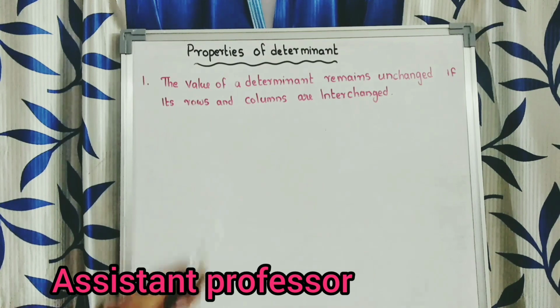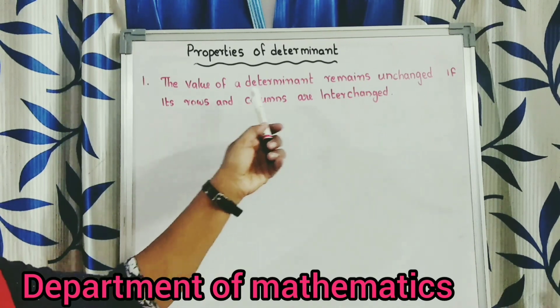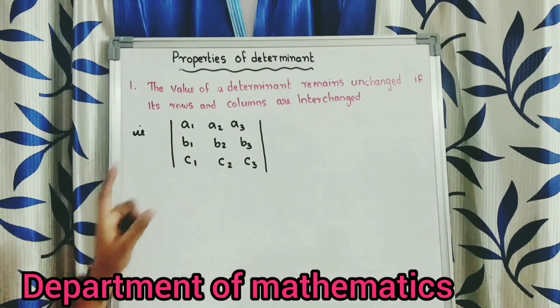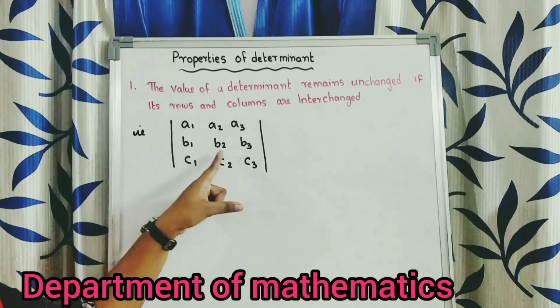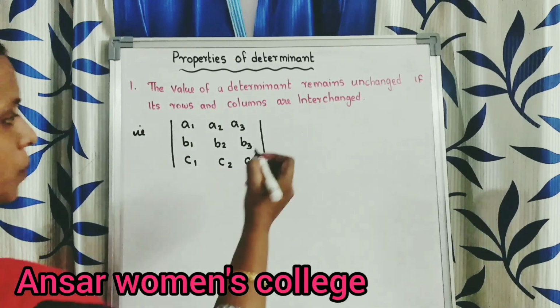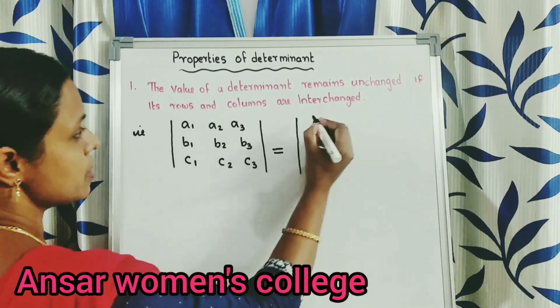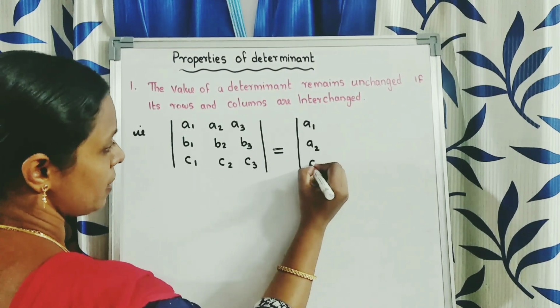First one: the value of a determinant remains unchanged if its rows and columns are interchanged. That is, consider the determinant with first row A1, A2, A3, second row B1, B2, B3, third row C1, C2, C3. It is equal to the determinant where the first row becomes the first column, that is A1, A2, A3.